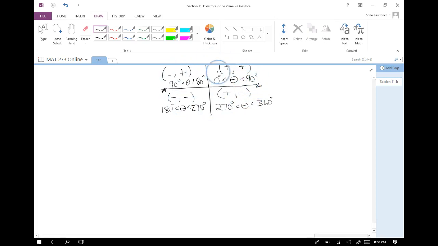We usually use just standard position angles, 0 to 360. Your calculator will very often give you a negative angle for quadrant 4, and you can fix that just by adding 360 degrees to it.